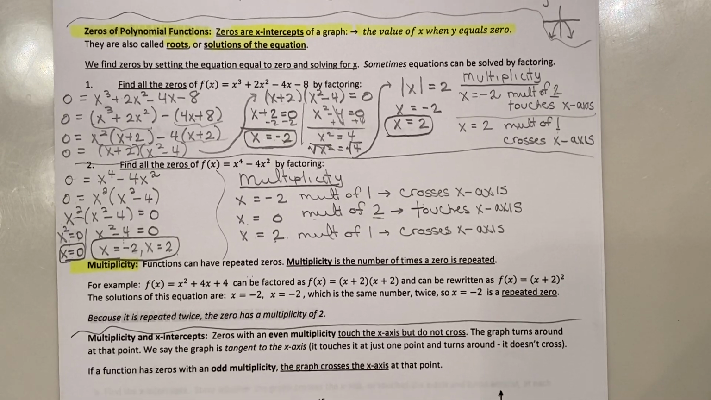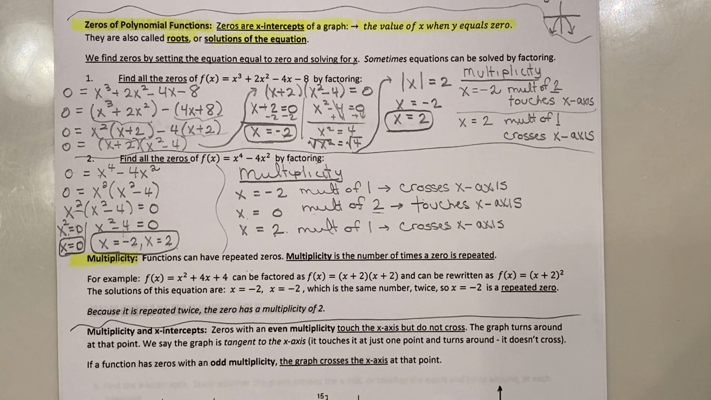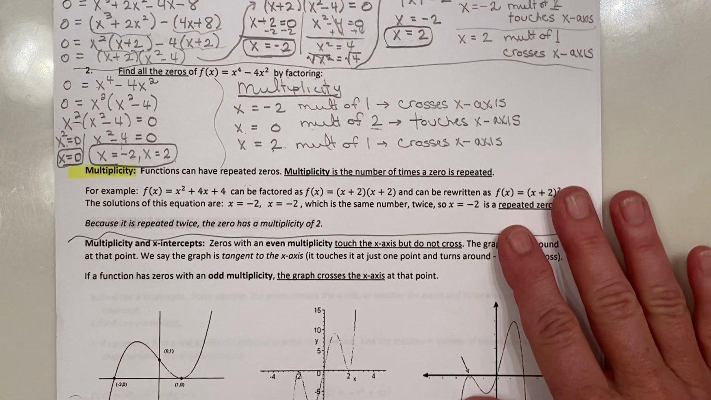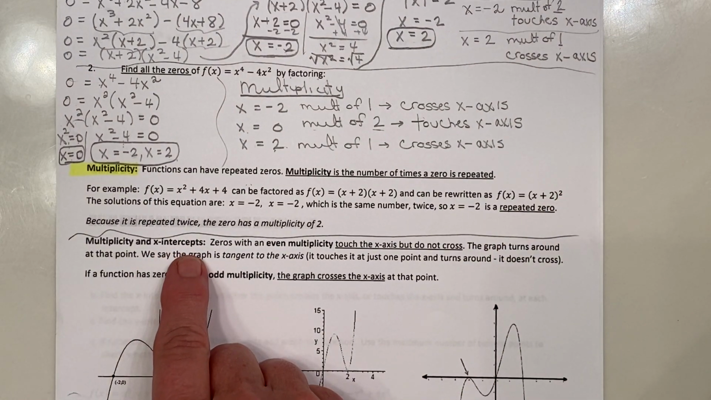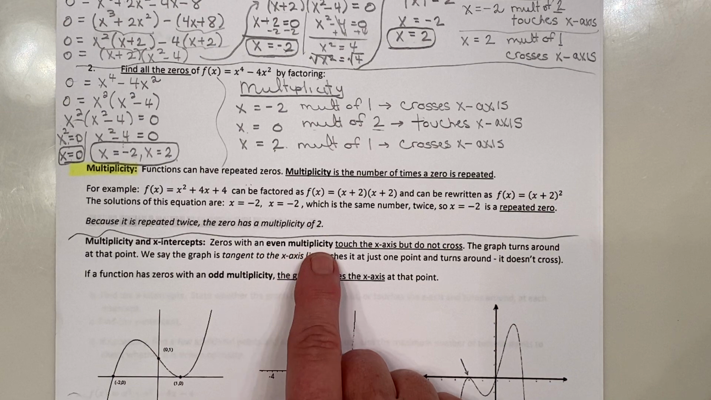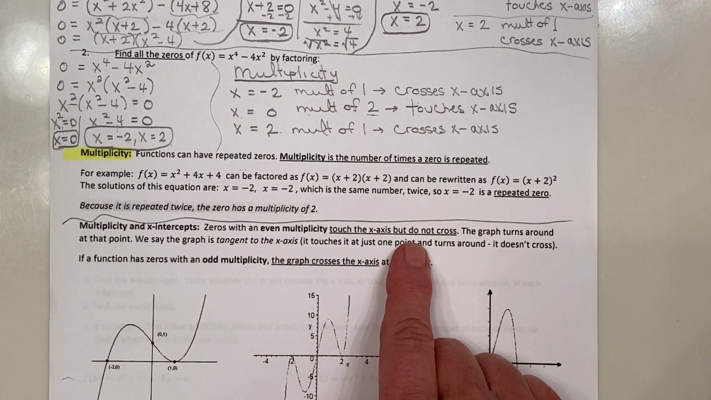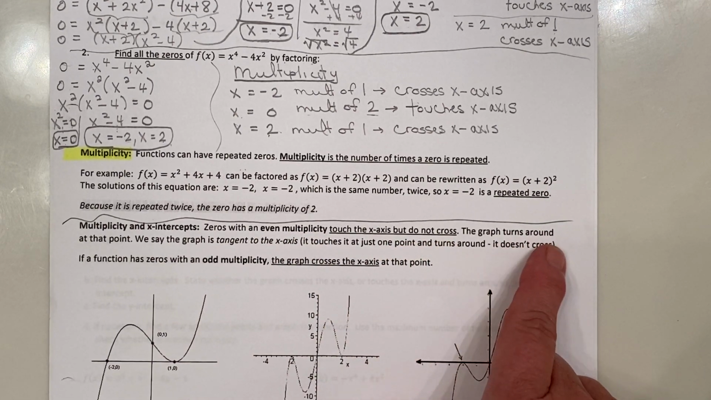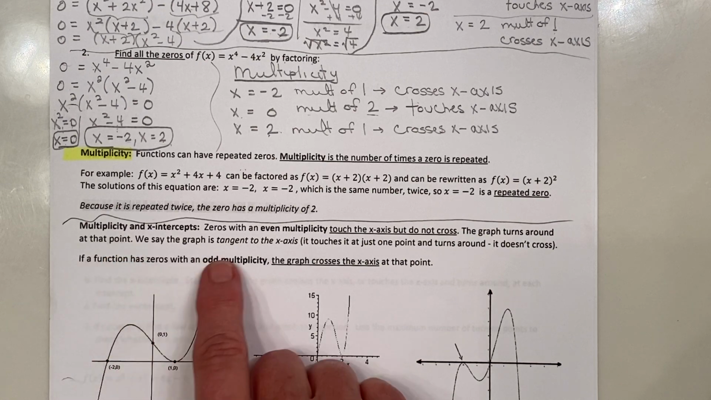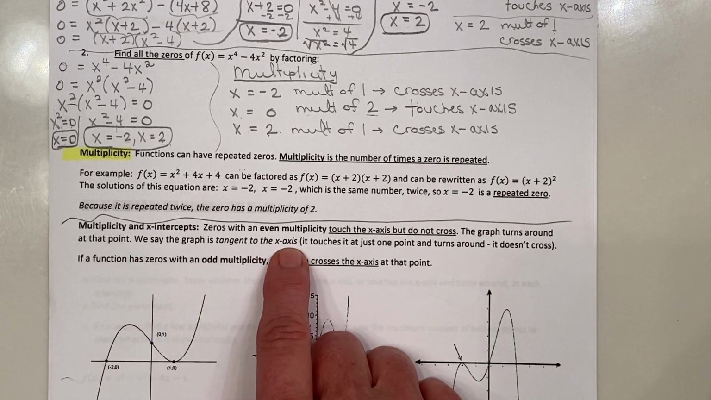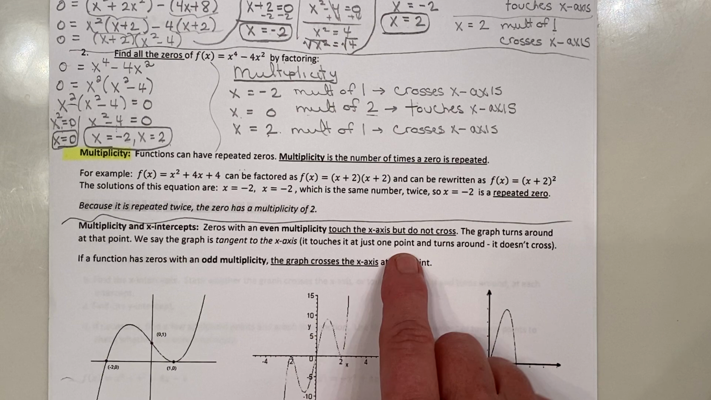All right, picking up where we left off, we're going to look at multiplicity in the graphs. All right, so multiplicity and x-intercepts. Zeros with even multiplicity are going to touch the x-axis but do not cross, and the graphs turn around at that point. We say the graph is tangent to the x-axis. It touches it at just one point and turns around.